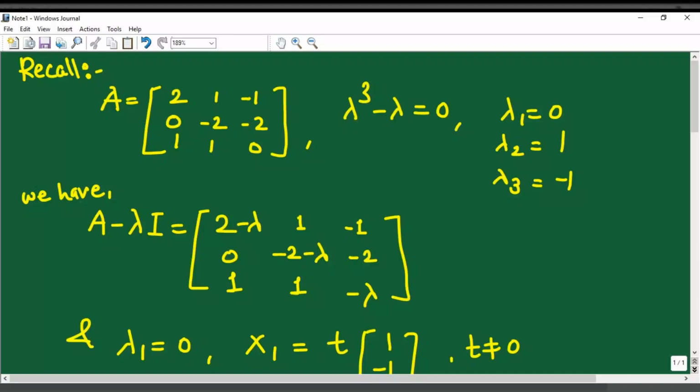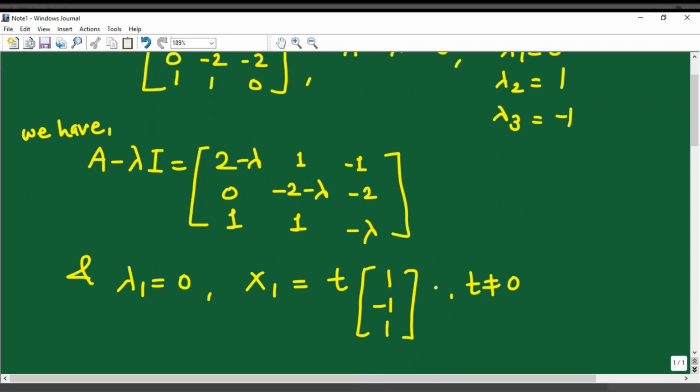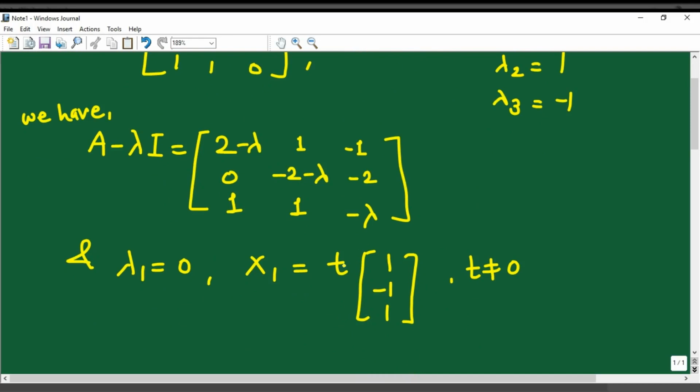In the last lecture, we started with a 3 by 3 matrix and calculated its characteristic equation, which was lambda cube minus lambda equal to 0, and these were the eigenvalues. Corresponding to the first eigenvalue, we also computed the eigenvector, and t times (1, -1, 1) was the eigenvector corresponding to lambda 1 equal to 0. You can see from this pair, lambda 1 equal to 0 is the eigenvalue, and corresponding to that there are an infinite number of eigenvectors which satisfy the condition Ax equal to lambda 1 into x.